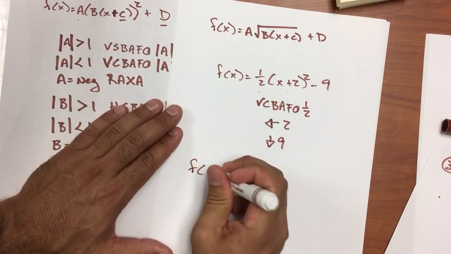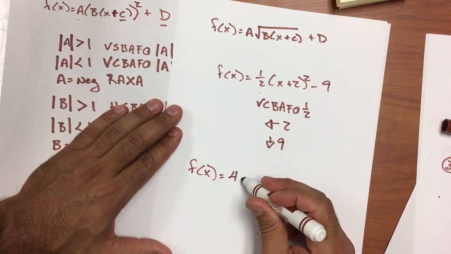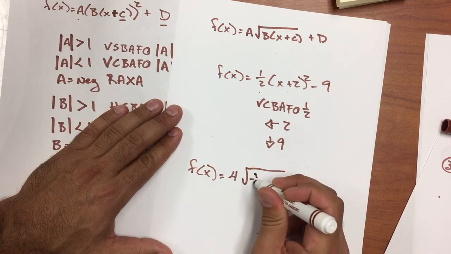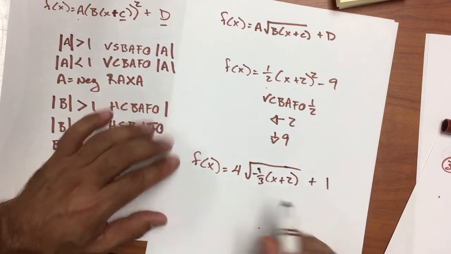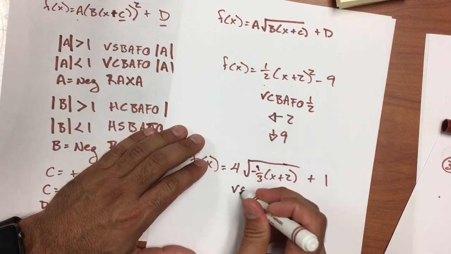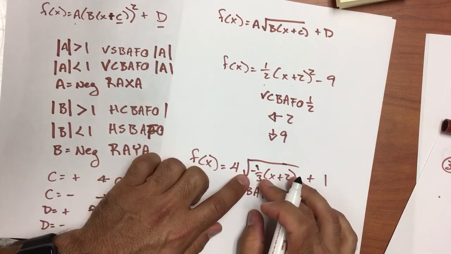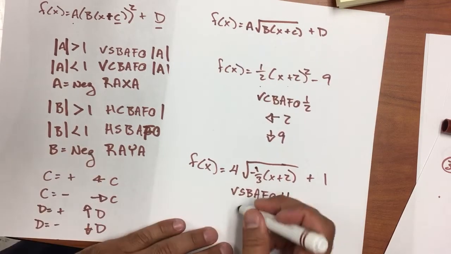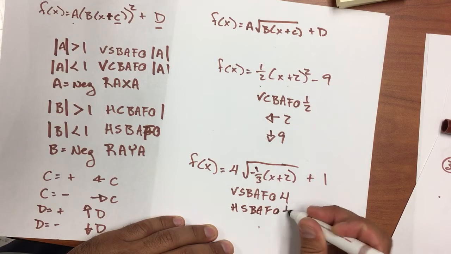Let me do another example with a whole bunch of stuff, okay? So I'm going to go for 4 times the square root of negative 1/3 x plus 2, plus 1. 4, that's a. The absolute value of a is greater than 1. That's going to be vertically stretched by a factor of 4. b is negative 1/3. The absolute value of b is less than 1. 1/3 is less than 1. It's going to be horizontally stretched by a factor of 1/3.